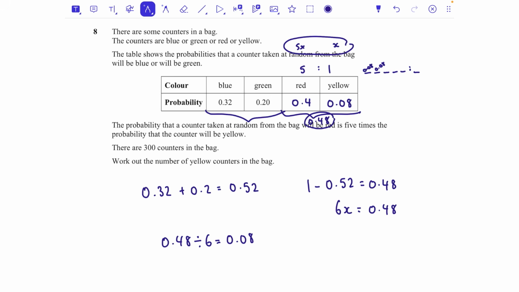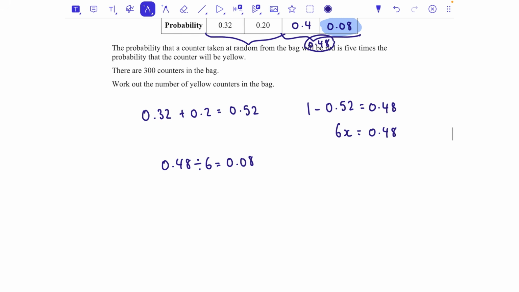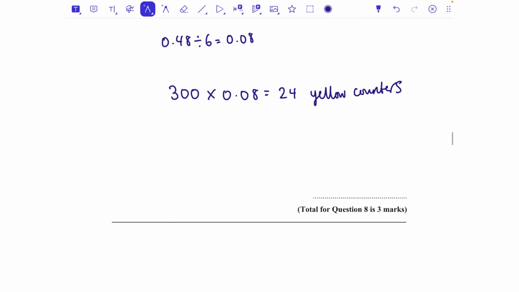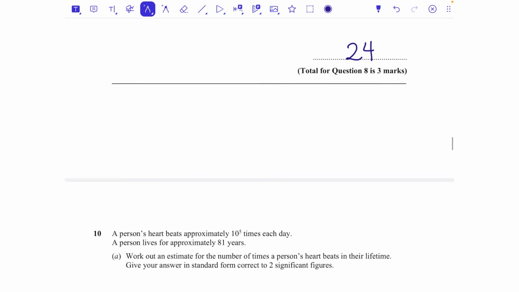There are 300 counters in the bag, so how many of them would be yellow? Well, this is my probability of yellow. So we're saying 8% of the counters are yellow, or 0.08, that's the proportion that is yellow. So the easiest way to do this is to say 300 multiplied by 0.08, or you can just do 8% of 300. So 300 times 0.08 is going to be 24 yellow counters, and that would be your answer for that one. So that was 3 marks there. 24 would be your answer.